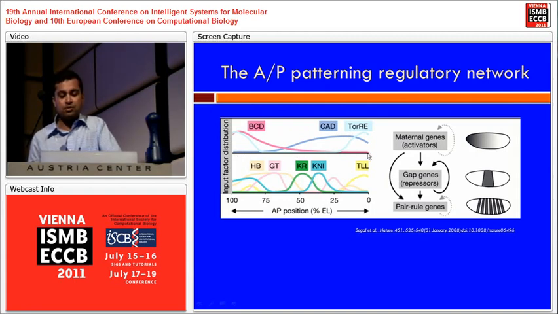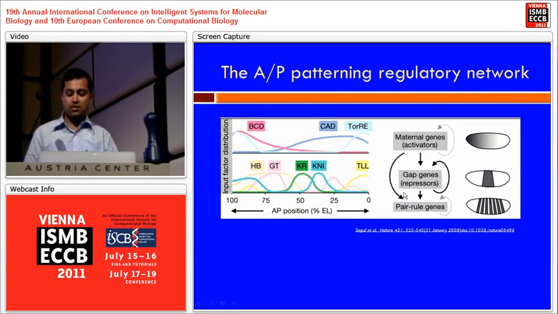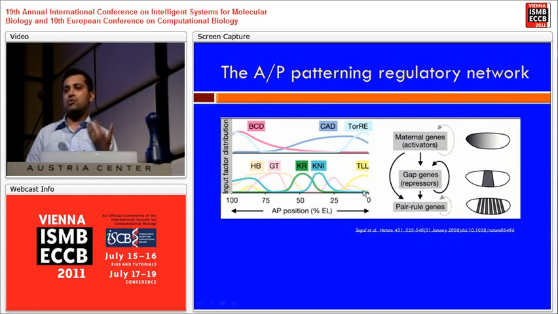The x-axis here is the AP axis. So the left end would be the head, the right end would be the tail, the anterior and the posterior. And there are some transcription factors that are expressed in the form of a gradient along the axis, and some transcription factors are expressed at specific intervals or gaps along the axis. And all of these factors act together in various ways to drive the enhancers or CRMs. And those CRMs in turn drive the spatial expression pattern of the nearby genes.